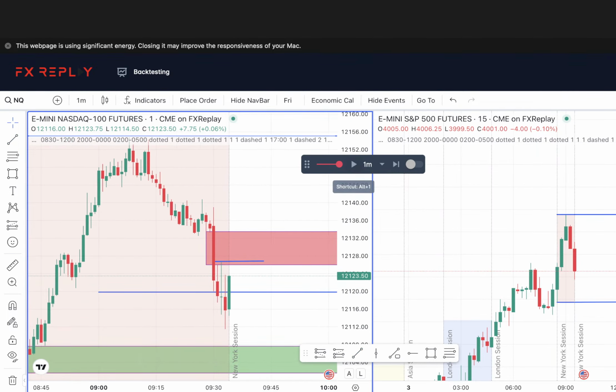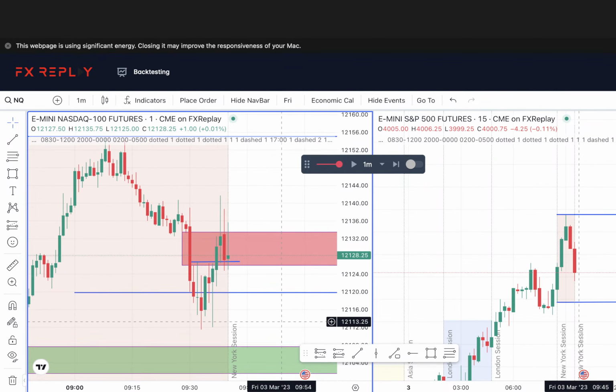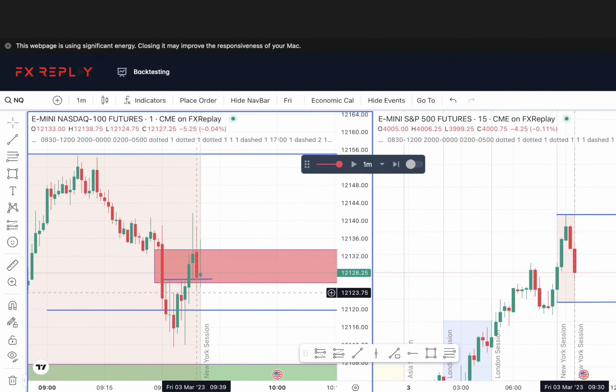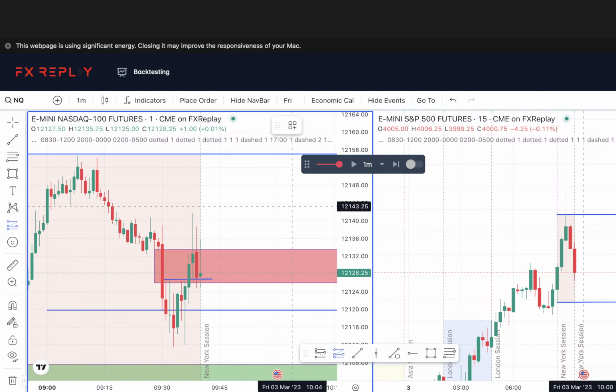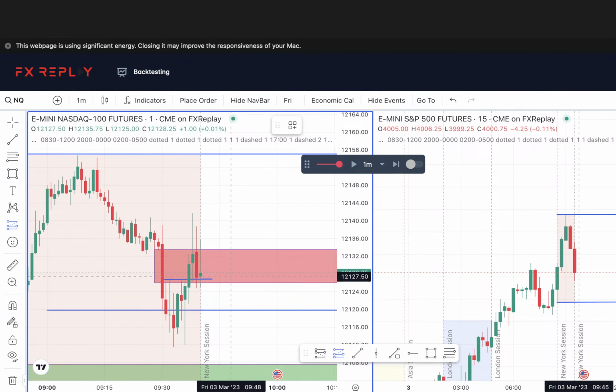Let's see. Yeah, okay. Look at this wick though. I don't like that wick at all. So I'm gonna wait for the inversion of the fair value gap instead of just getting in at this candle close right here. I'm gonna wait.